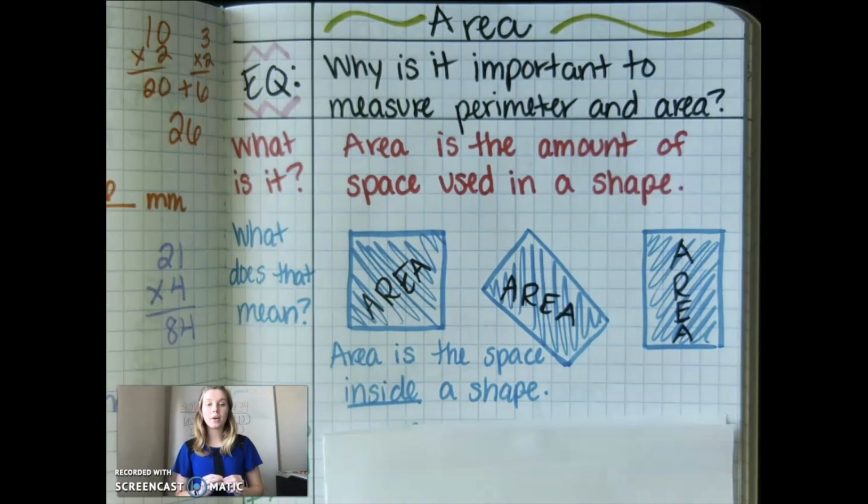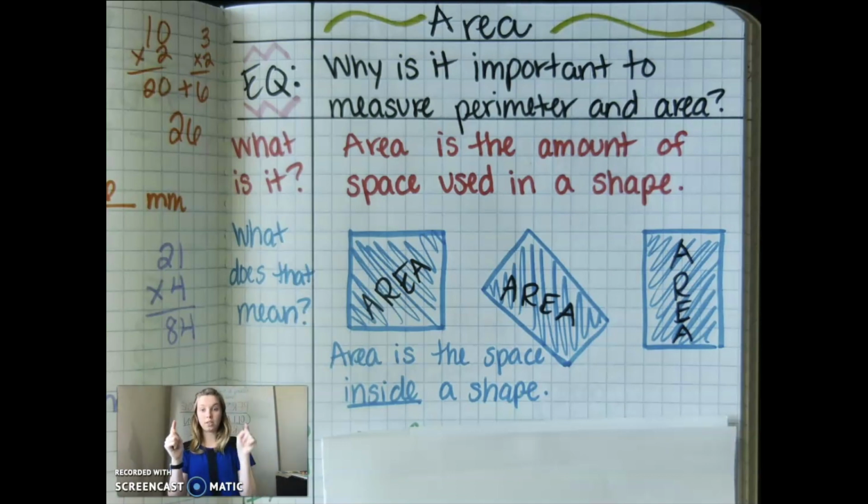So when we're talking about area, it's different from perimeter. Perimeter is the outside edge of the shape. Area is the inside. So something I like to do with my class each year for area and perimeter is we kind of do chants, but this one's not really a chant. It's just something to do with your hands to help you remember the difference between perimeter and area.